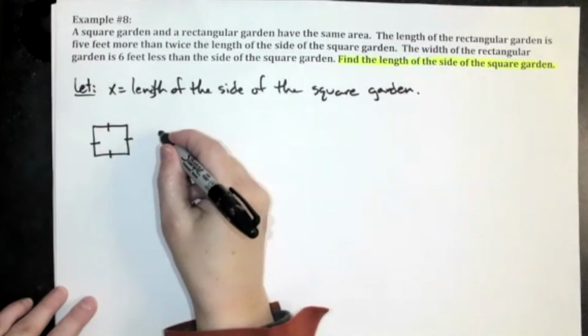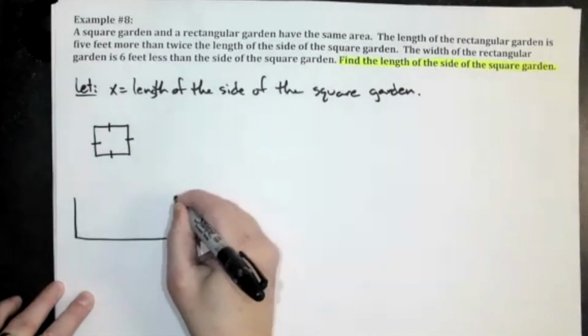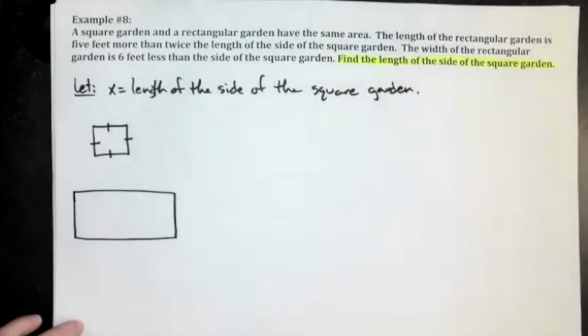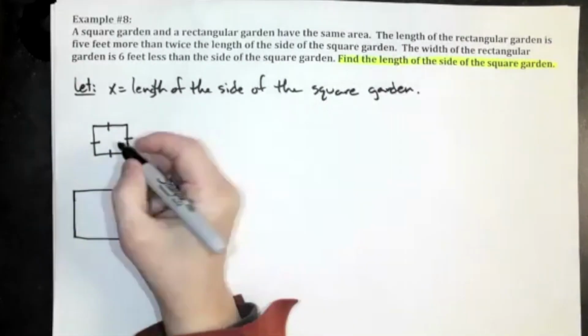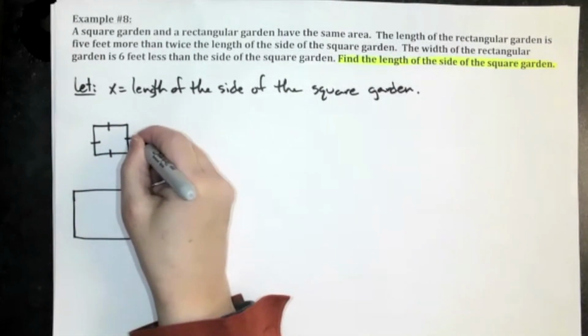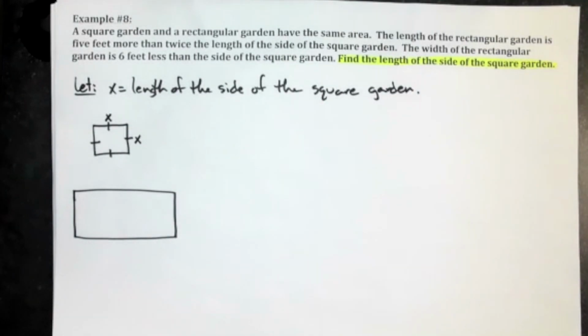All right, I've got a rectangular garden as well. Scroll it down here. Now, we said that we were going to let the side of the square be x. So that means this side is x, this side is also x. I'm not going to go all the way around, but that's x.